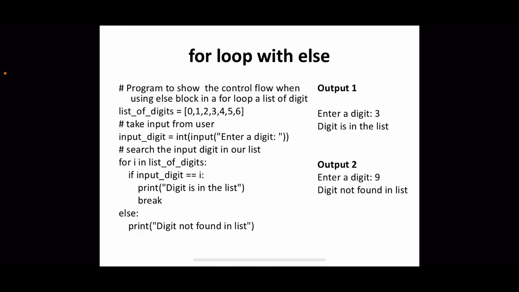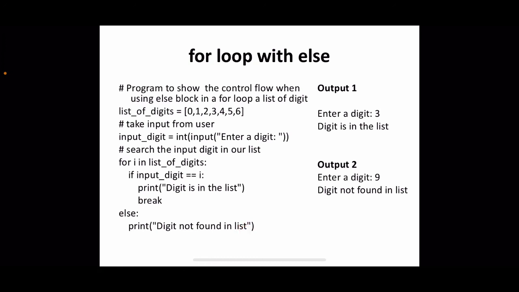Otherwise, we are checking all the items in the list, right? If there is no match, all the items in the list will be exhausted. In that case, this will not be executed. If there is no match, this if part will not be executed, right? In that case, it will come into this else part. The message "digit not found" will be displayed. Okay, that is the functionality of this else part.